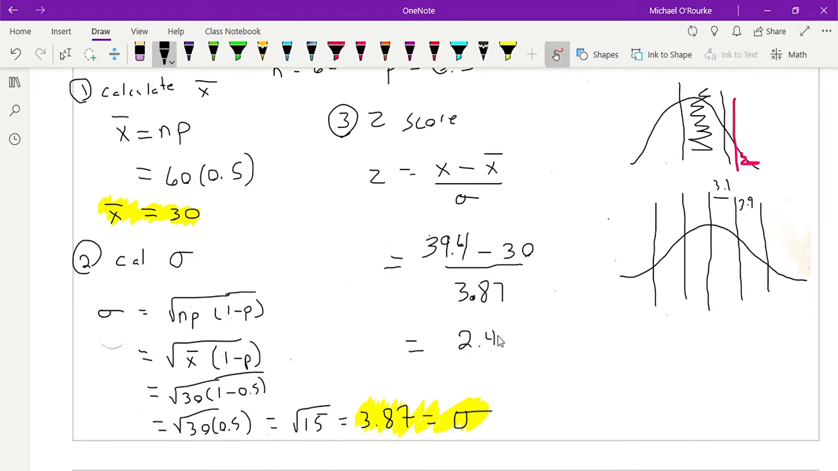I'm sorry, what? I got 31.6. 39.4 minus 30. Press the equal sign. Because what you did was 30 divided by 3.87.